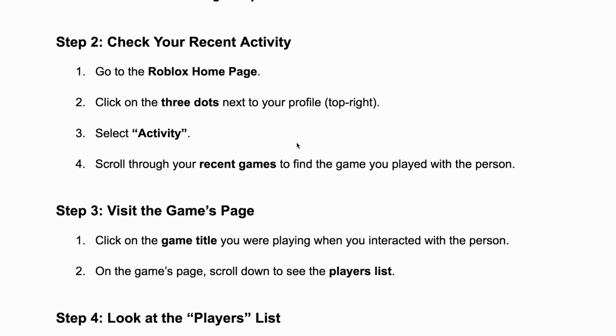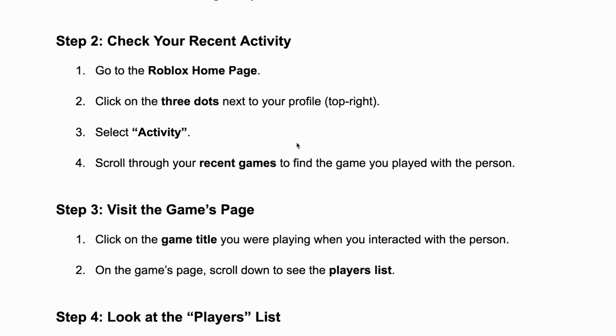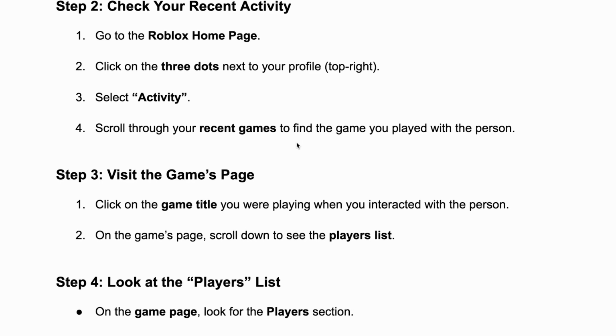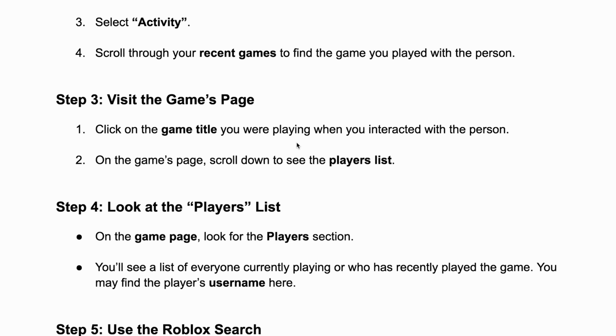Check your recent activity. Go to the Roblox homepage, tap the three dots and then select activity. Scroll through the recent games to find the game you played with the person. Visit the game's page. Click on the game title you were playing when you interacted with the person.